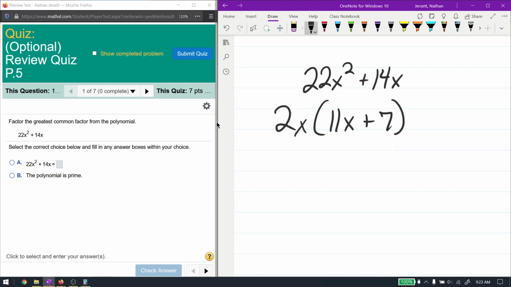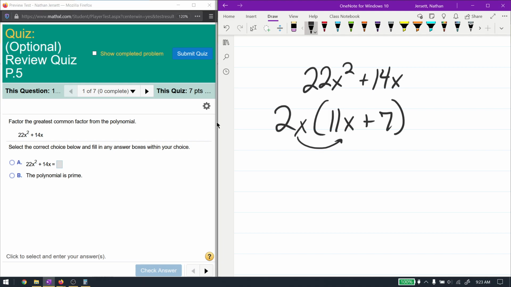So you can ask the question, is there anything more I can take out, in case you want to take it by parts? There's nothing else we can take out of here. 11 and 7 are both prime numbers. There's no common divisor. And you can also check your work to make sure you did it correctly.